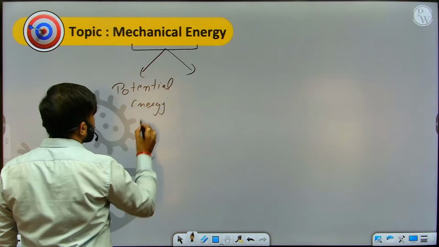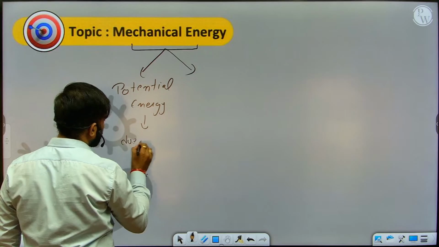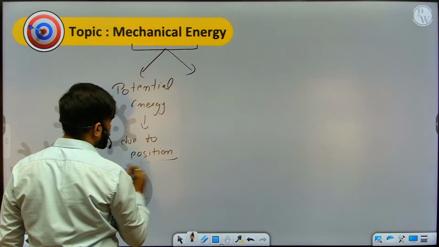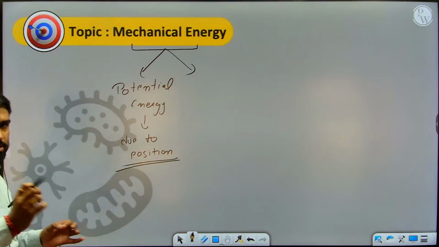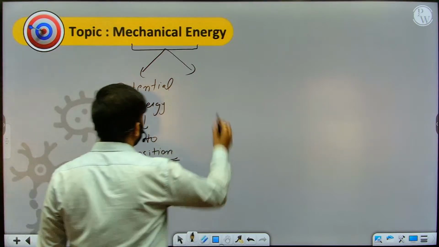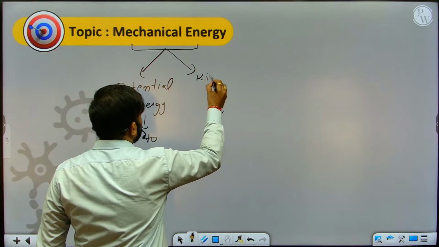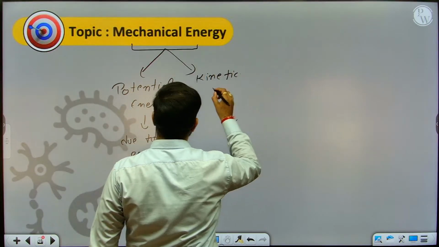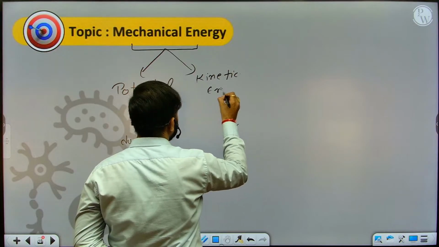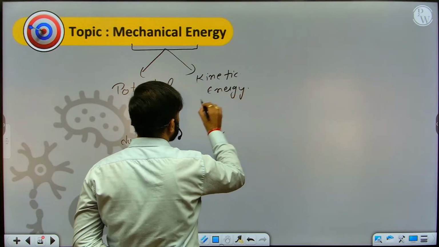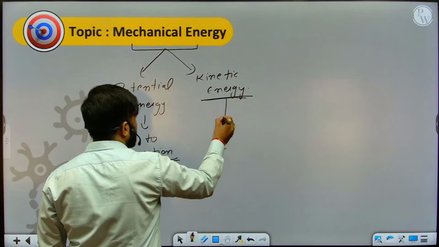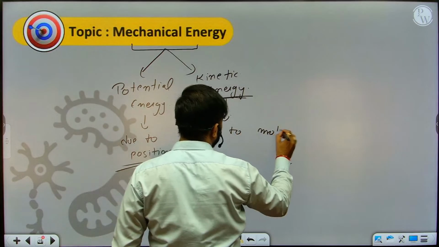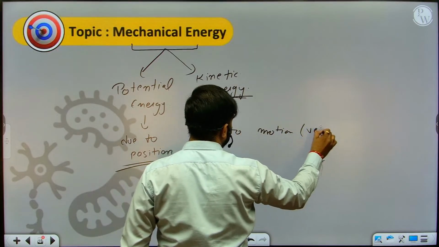So potential energy is due to the position. We all know spring force depends upon how much you have stretched, what is the position of the object. Gravitational force also depends upon the position of the object from the surface of the earth or from the center of the earth. So it depends upon position, while the kinetic energy depends upon velocity, due to the motion.